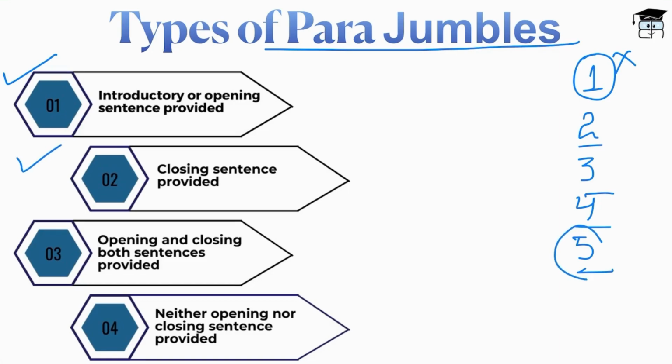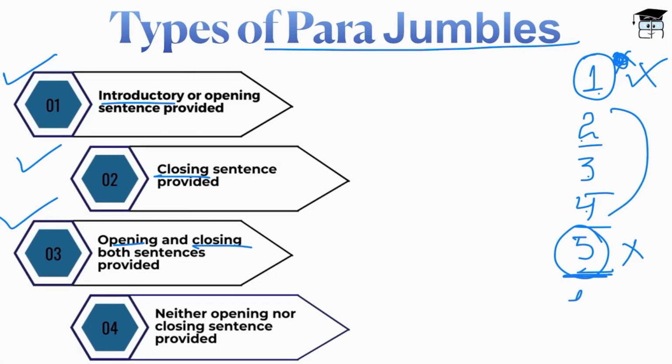That means your 5th sentence will also be fixed, but the first sentence can be moved around here, because just the closing sentence is provided, not the introductory sentence, right? So you can move around sentence 1, 2, 3 and 4, but the 5th sentence cannot be moved around. Now, in the third category, opening and closing, both the sentences are fixed. That means that you can only move around these 3 sentences to form a cohesive paragraph.